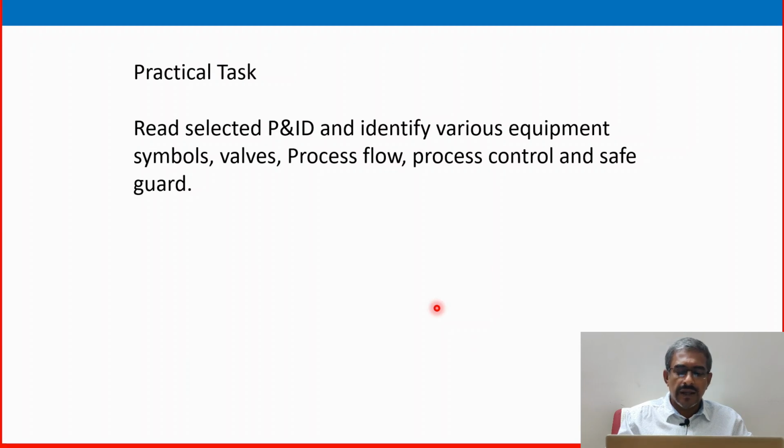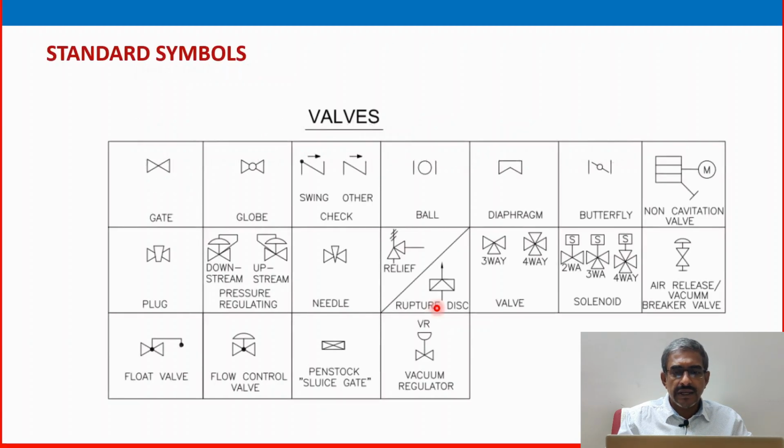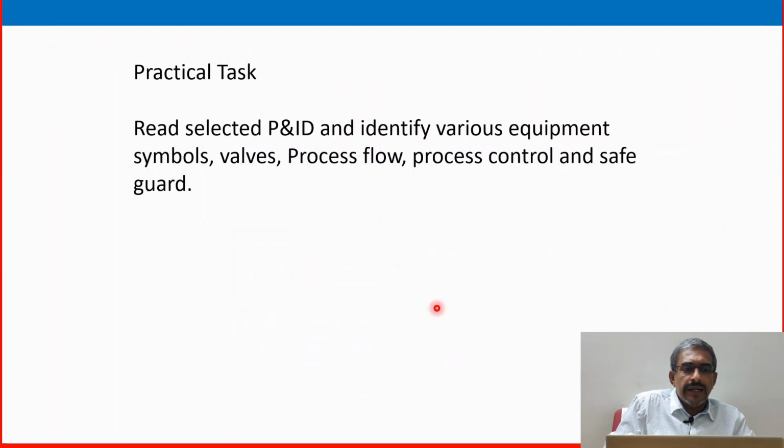We are in our next session. What our plan is, a practical task, means to read selected P&IDs and identify various equipment, symbols, valves, process flow and process control and safeguards. This is our plan for next P&ID 1, 2, 3, like that one. Let me see how many P&IDs are required for reading to understand complete information on P&ID reading.